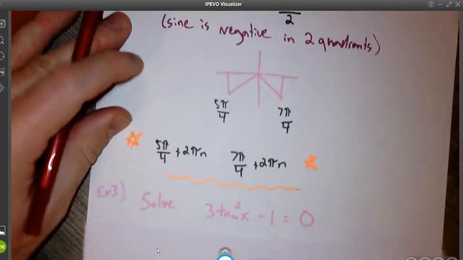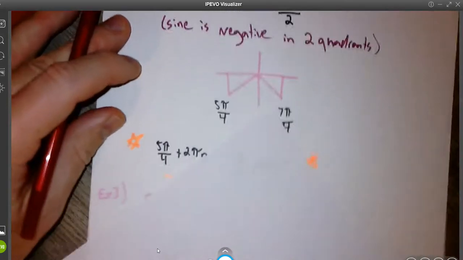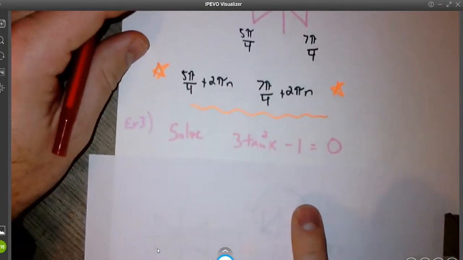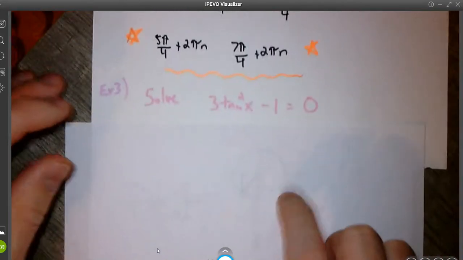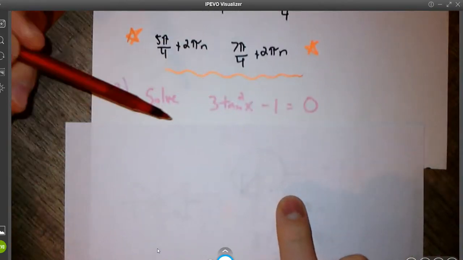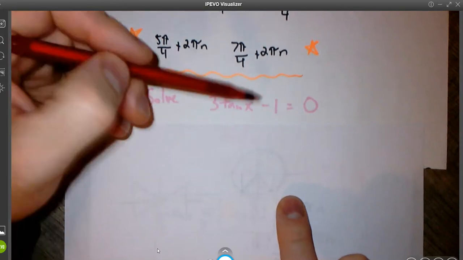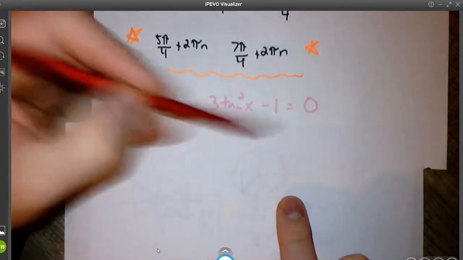Okay. Next, let's try this one. You see we get little wrinkles every time on these. This will be a little wrinkle. Now we have a squared to deal with. That's okay. We can handle that. I'm still going to add 1. I'm going to divide by 3.